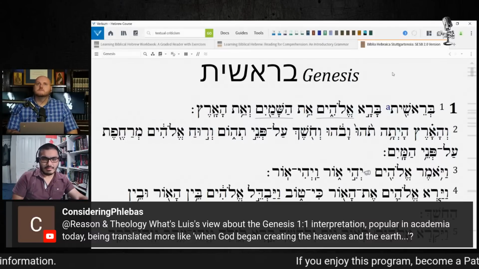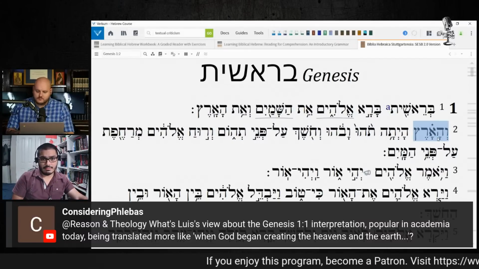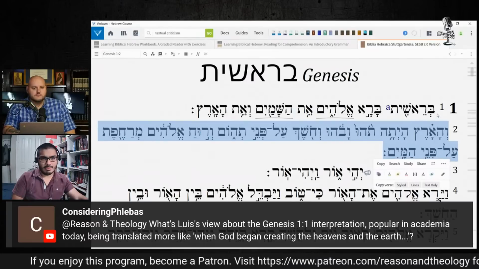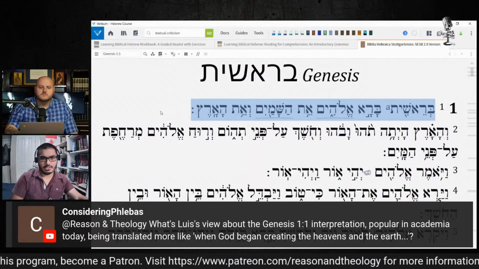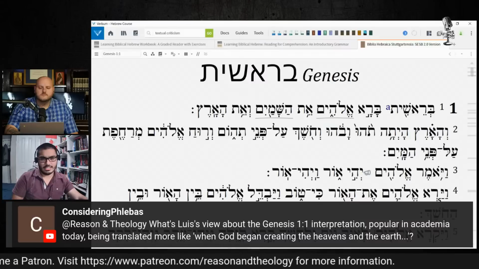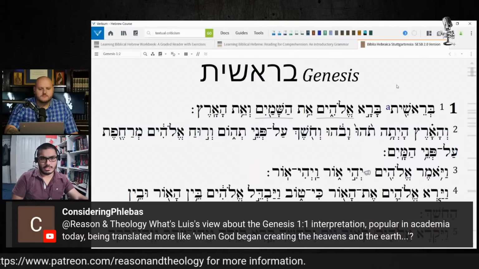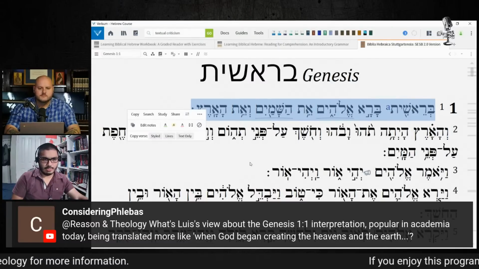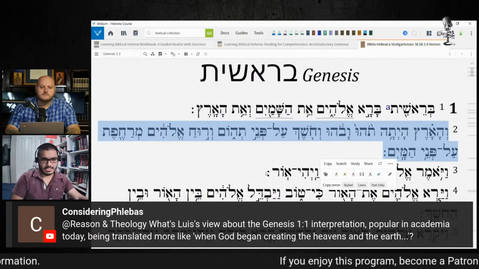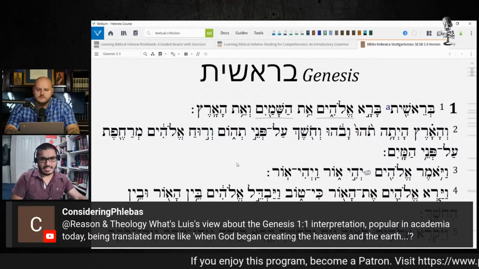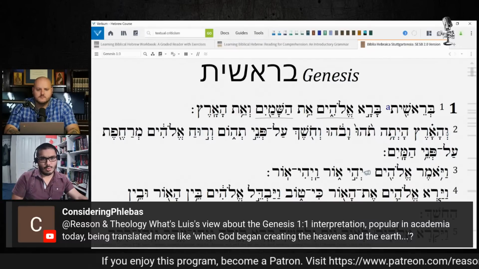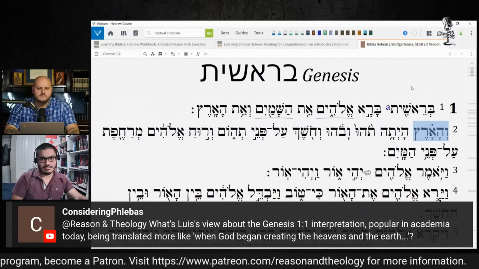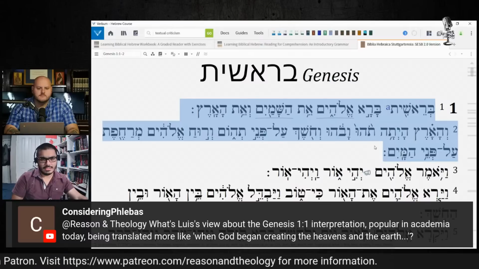Some people think there's a conjunctive vav, in which case verse 2 is just elaborating upon what was happening simultaneously with verse 1. However, traditionally, this passage has been read more in terms of a disjunctive vav, which means this represents one sequence, this represents another sequence. I don't really see any clear reason to regard this as a conjunctive vav. To me, it seems more disjunctive.